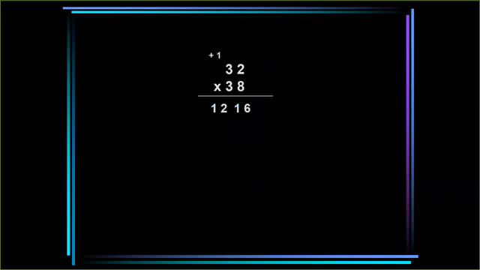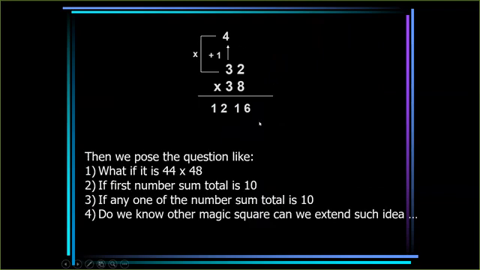How did I get it? I will apply the same trick. I will leave the unit place number aside. So the remaining number is 3. I will increase it by 1. 3 plus 1 is 4. 4 threes are 12, and I will multiply the unit place, that is 2 into 8, that is 16.